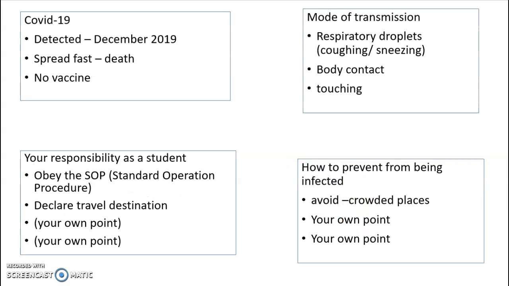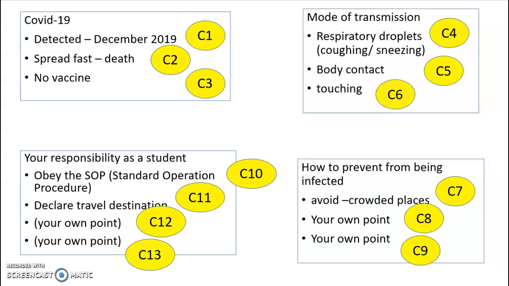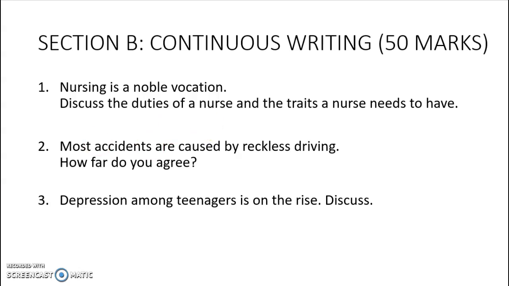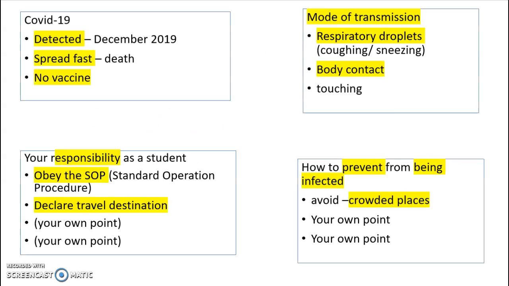So let's look at these content points. Altogether, let's count, there are 13 points. So you need to label first before you start writing. Okay, so let's look at the keywords here. COVID-19 detected. Detected means dikesan. This is passive voice. So detected in December 2019. Spread fast, meaning merebak dengan cepat. And then no vaccine, tak ada vaksin dia.